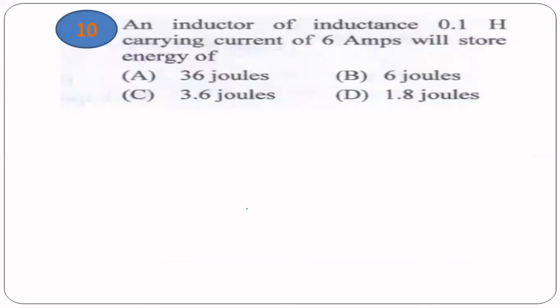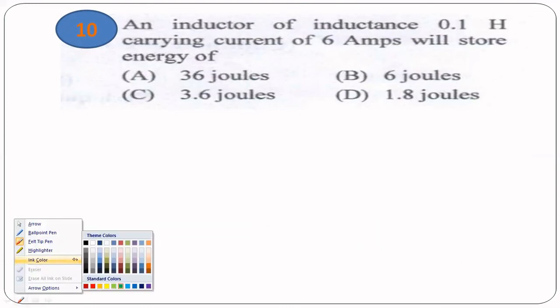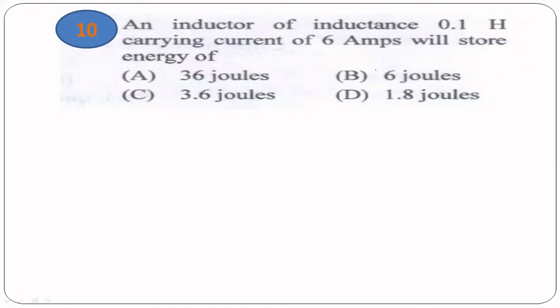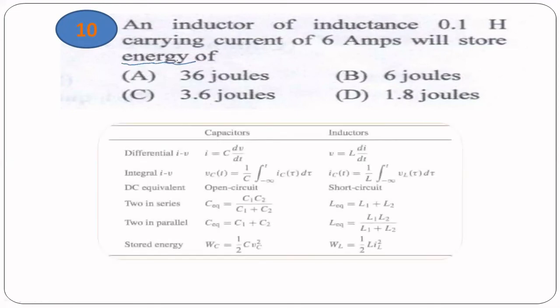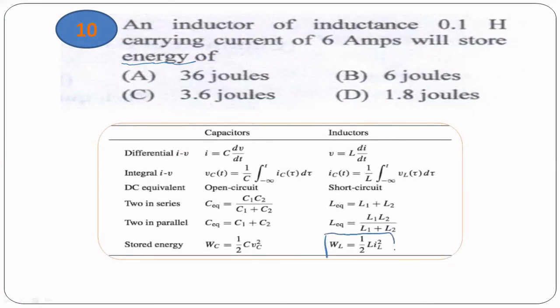Let's look into the next and last question for this part of the series. What has been asked is to calculate the amount of energy stored in an inductor. Let us look into the different approaches for this. For an inductor, we use the formula that energy stored is given by half L i squared. If it is a capacitor, then the energy stored is given by half C V squared.